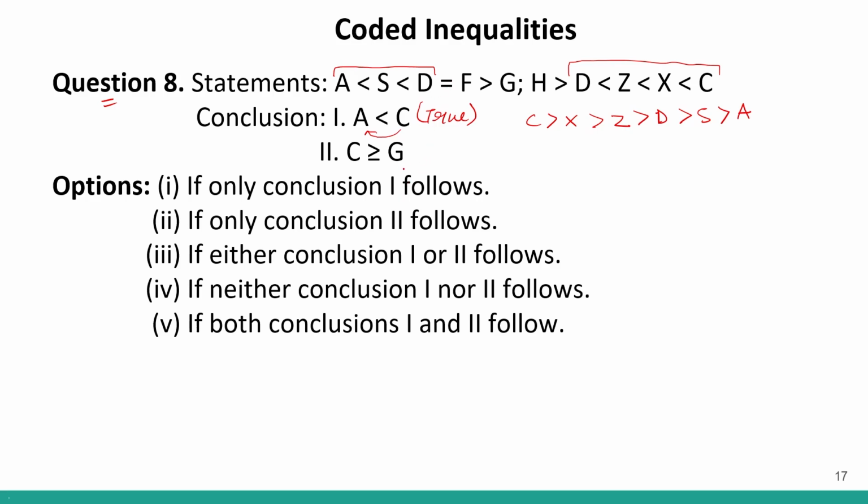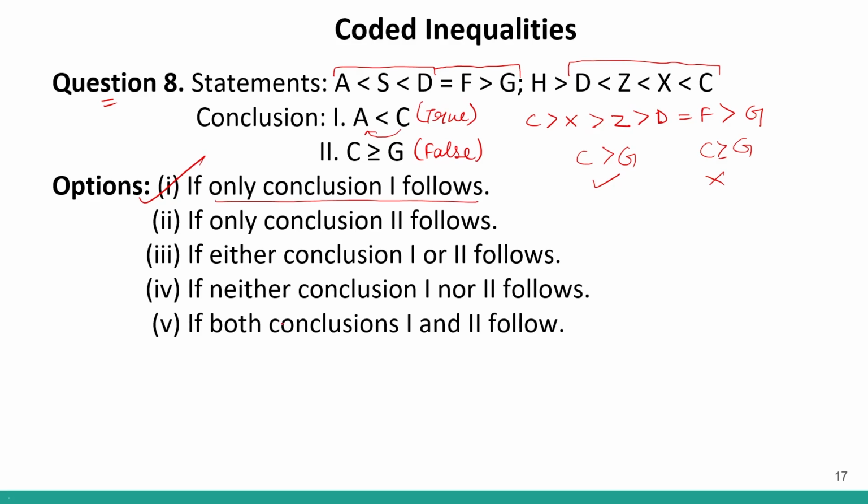Now we have to check whether C is greater than or equal to G. So G is over here. Correct? This much information if I add. So D is basically equal to F, and F is greater than G. Based on this information, I can conclude that C is greater than G, but I cannot conclude that C is greater than or equal to G. Correct? We are not able to conclude this sign. So this conclusion will be false. So my answer will be that only conclusion 1 follows. Therefore, option number 1. Correct?